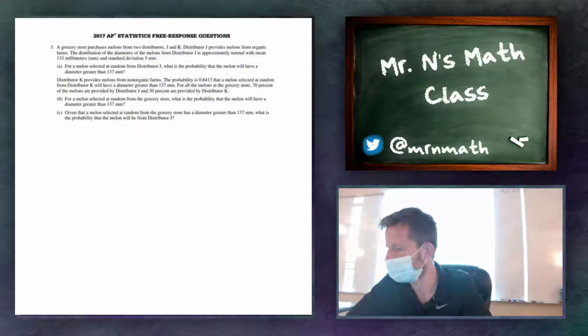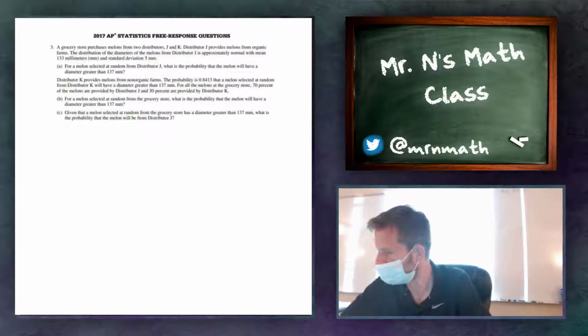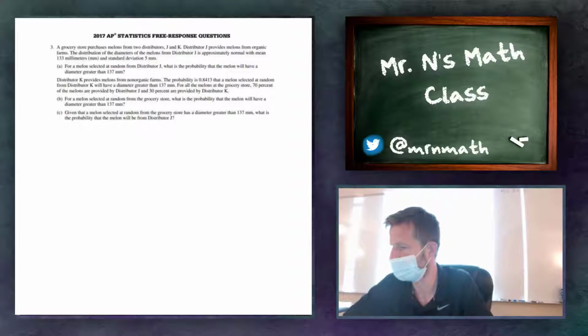A grocery store purchases melons from two distributors, J and K. Distributor J provides melons from organic farms. The distribution of the diameters of melons from distributor J is approximately normal with a mean of 133 millimeters and a standard deviation of 5 millimeters. For a melon selected at random from distributor J, what is the probability that the melon will have a diameter greater than 137 millimeters?